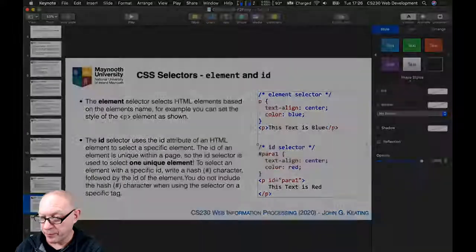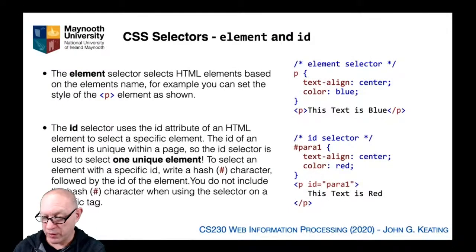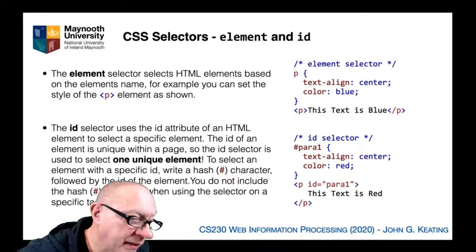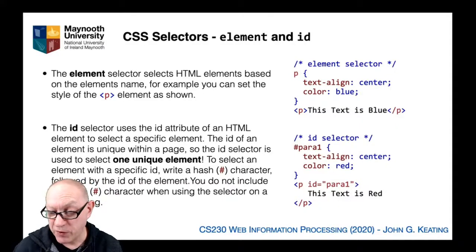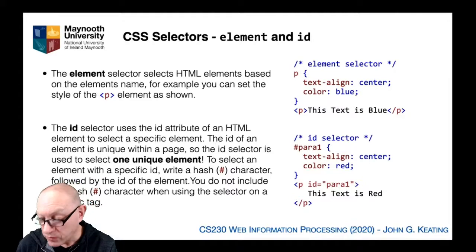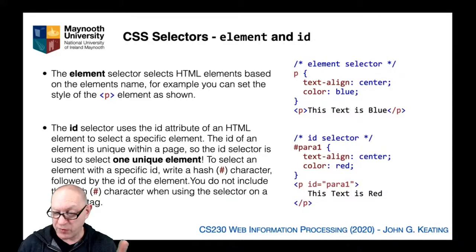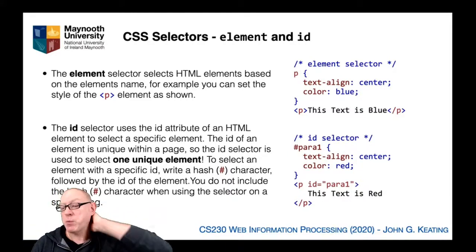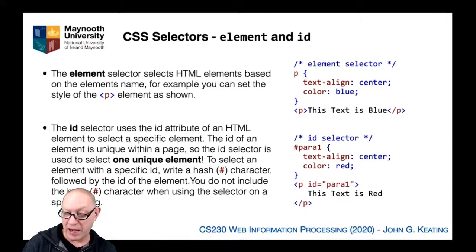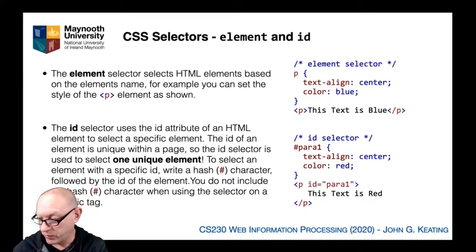Okay, and of course, we can now use the ID selector. That uses the ID attribute of some HTML element to select a specific element. The ID of the element is unique within the page, so the ID selector is used to select one unique specific element. So if we want to select an element with a specific ID, then we write a hash character followed by the ID of the element. You don't include a hash character when you're using the selector on the tag, of course, but this is just how it works. So let's have a look here.